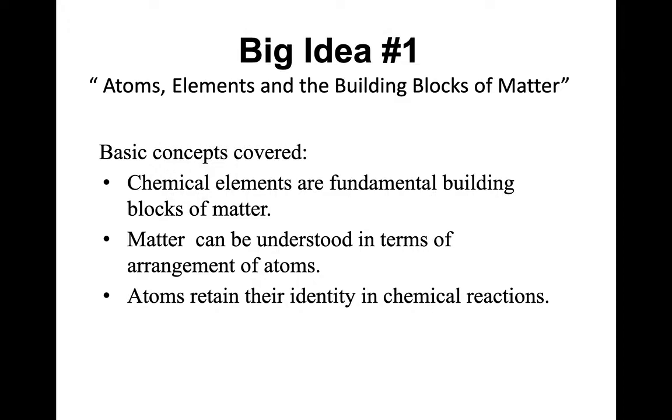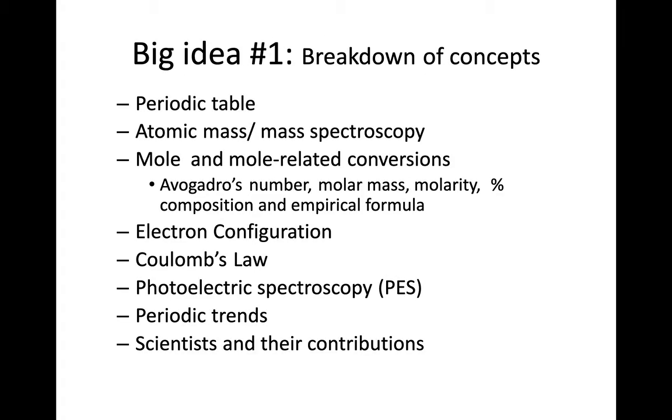Now the first one is called Atoms, Elements, and the Building Blocks of Matter. The main point of this idea is being able to understand and explain the role that atomic structure has on material properties. So here is sort of an outline of the concepts that fit under this big idea. We can look at the periodic table to be able to describe the trends and the arrangement of that table based on the structure of the atoms.